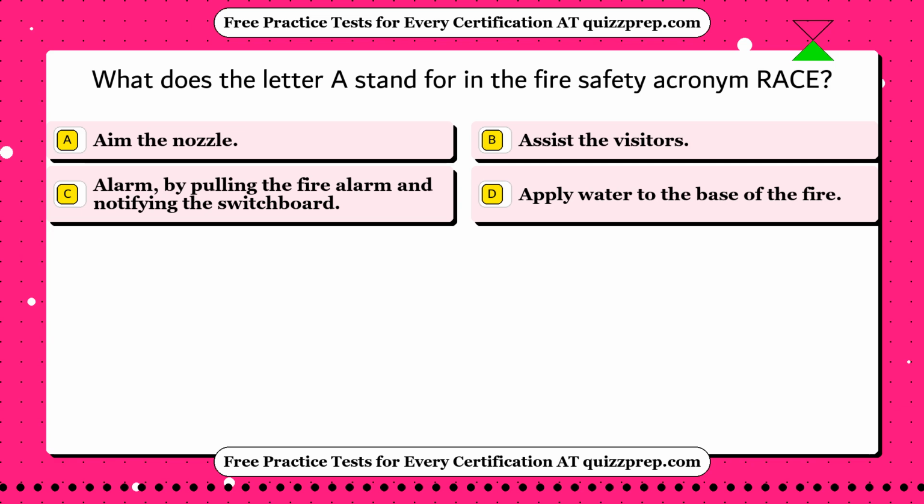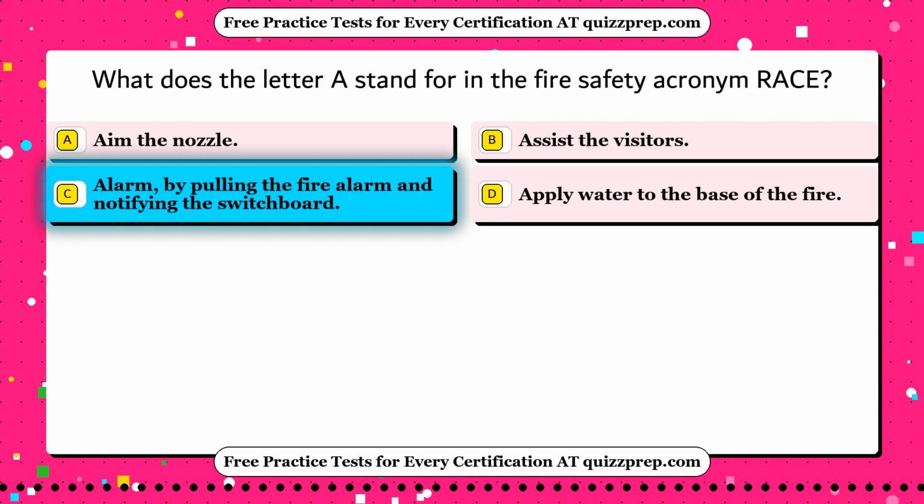Question 17. What does the letter A stand for in the fire safety acronym RACE? Option A, in the nozzle. Option B, assist the visitors. Option C, alarm, by pulling the fire alarm and notifying the switchboard. Option D, apply water to the base of the fire.